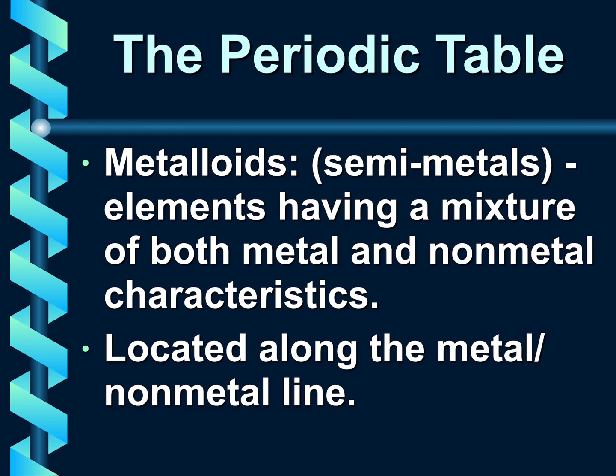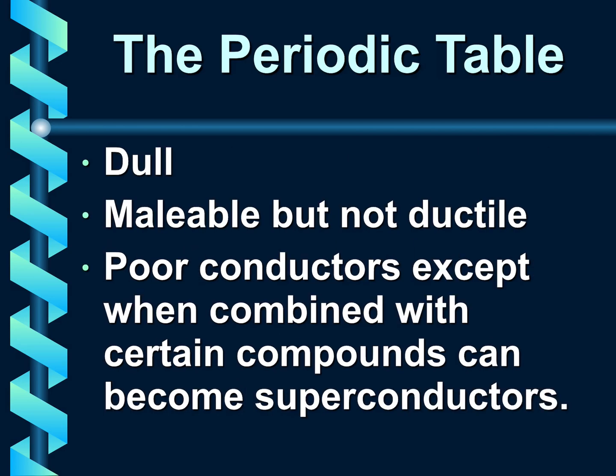Now, metalloids have some metallic properties and some non-metallic properties. We already discussed that they are most of the elements along the break line. They are dull like nonmetals, but they're malleable like metals. So for instance, silicon can be hammered into sheets that we use for circuit boards and chip boards on computers.